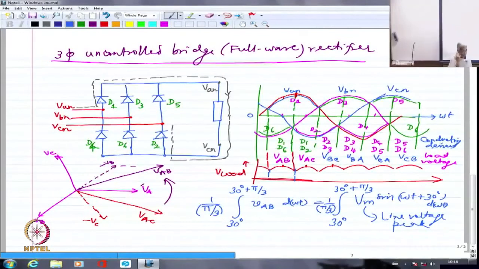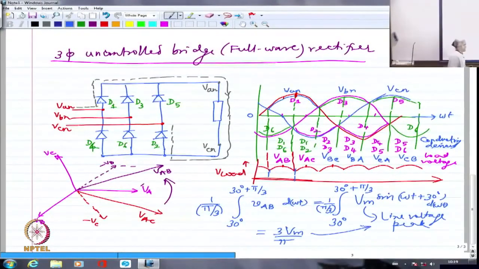Right? Is this clear? If you try to now integrate this, this will give simply 3 Vm by pi, where Vm is the line voltage peak. For half wave rectifier, it would have given you 3 Vm by 2 pi. So this is 3 Vm by pi, Vm being line voltage peak again.